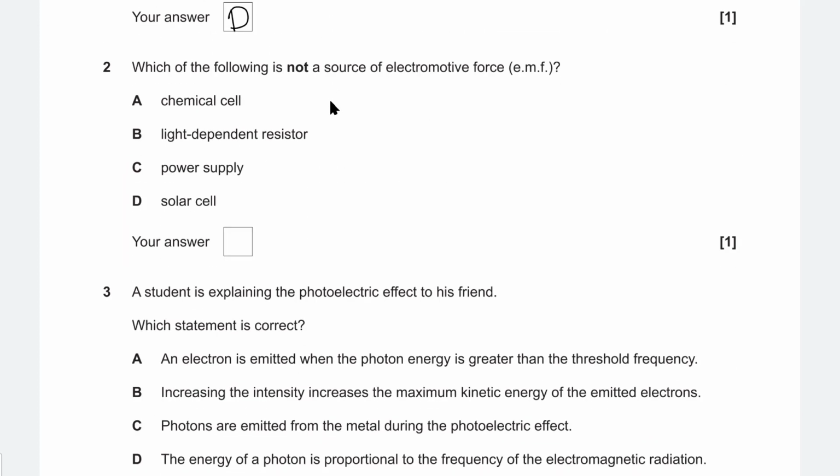Okay, 2. Which of the following is not a source of EMF? Chemical cell is, power supply is, solar cell is. B, light dependent resistor is not a source of EMF.